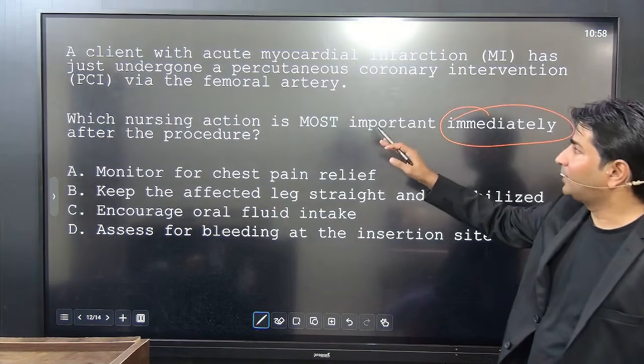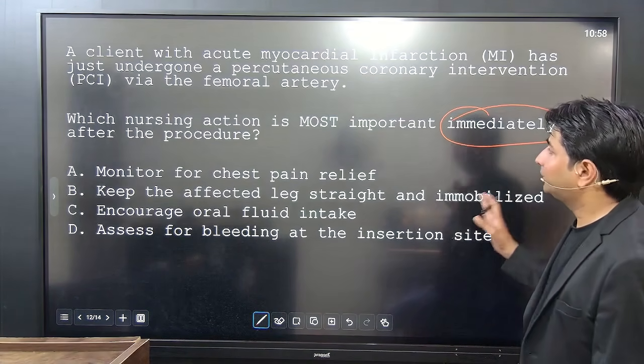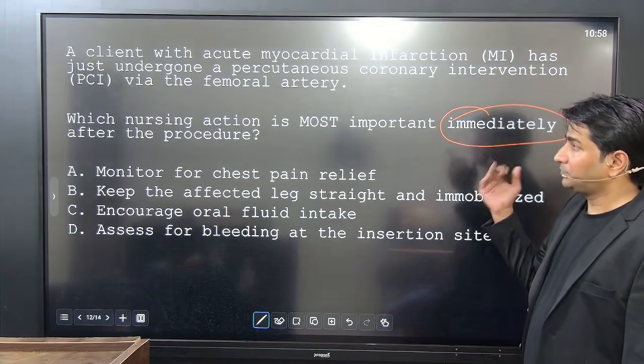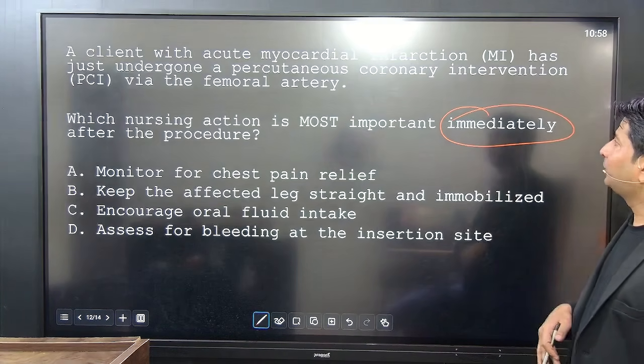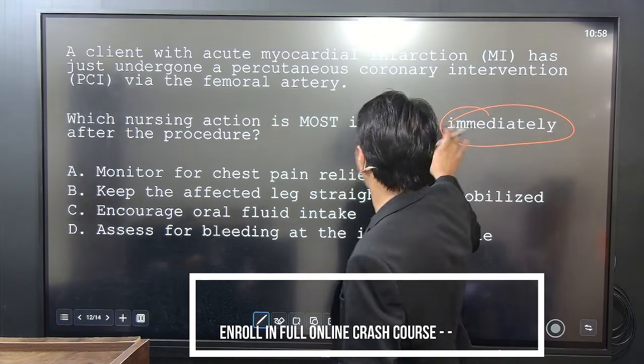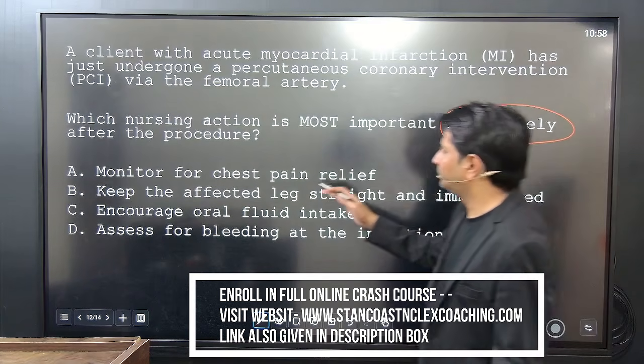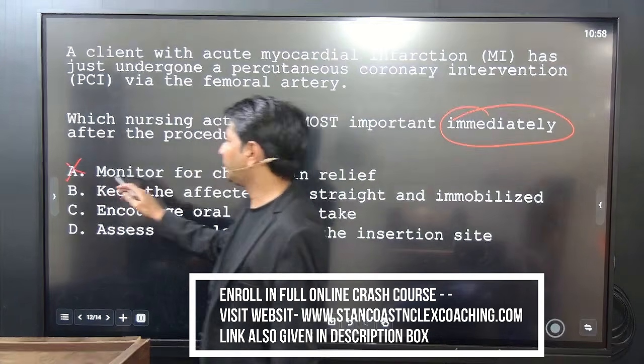Yes, if we've done an angioplasty through the femoral artery, or a percutaneous coronary intervention, what's the first thing the nurse will do? That is, in the postoperative condition, what's the nurse's first action? Monitor for chest pain relief. Whether or not they got relief from chest pain, there's no need to assess that immediately.